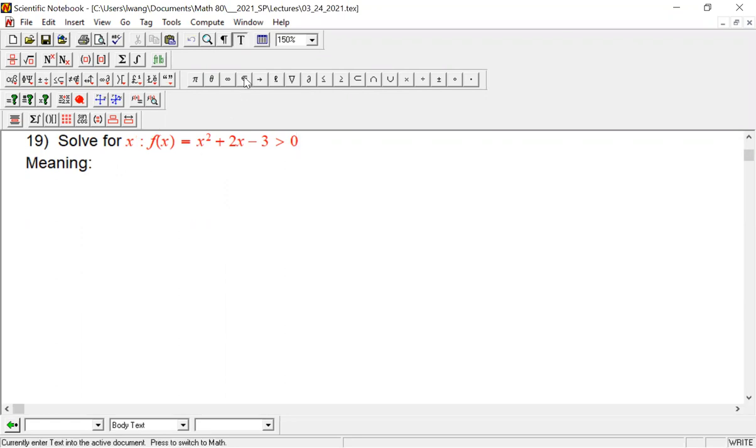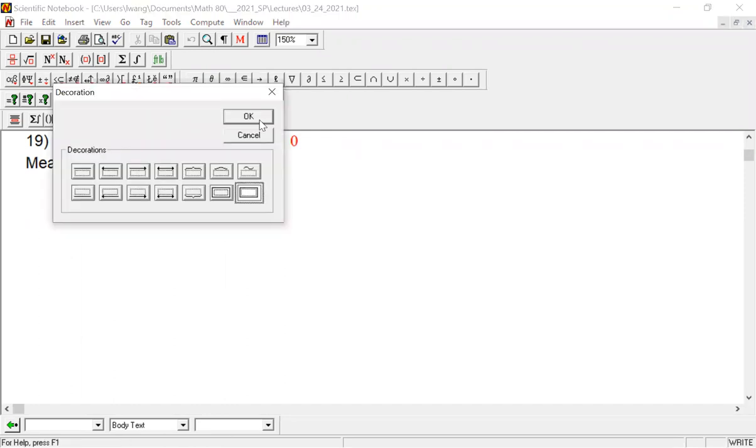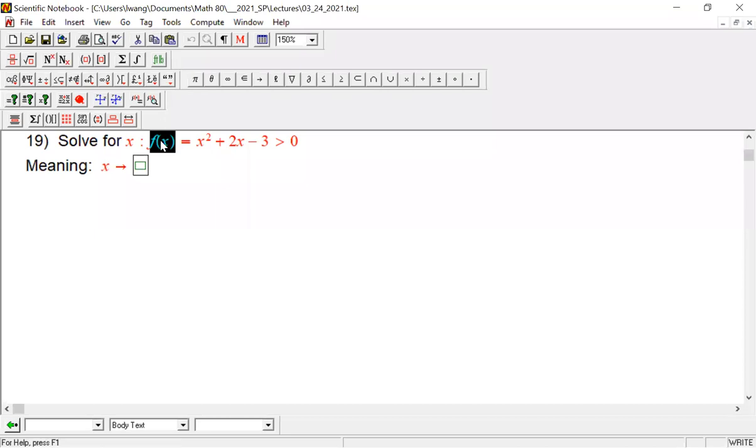It means that the input is unknown. We have this function here, and we get an output. For every number from the domain, we have an output. But we want the output to be positive. Positive output is wanted.